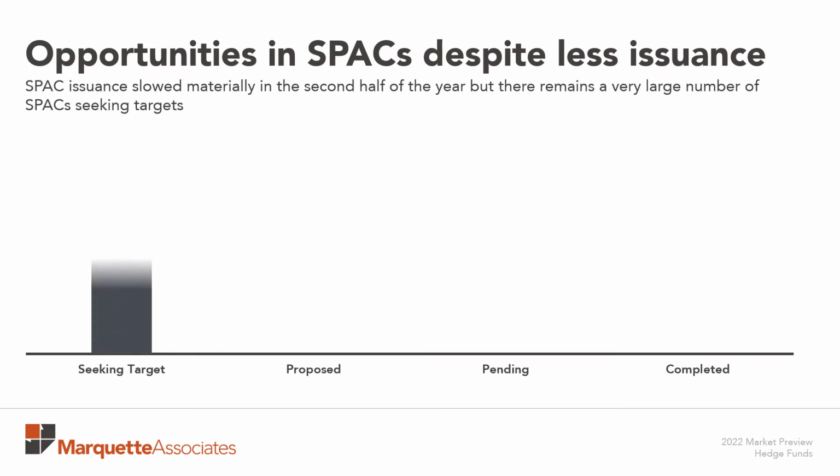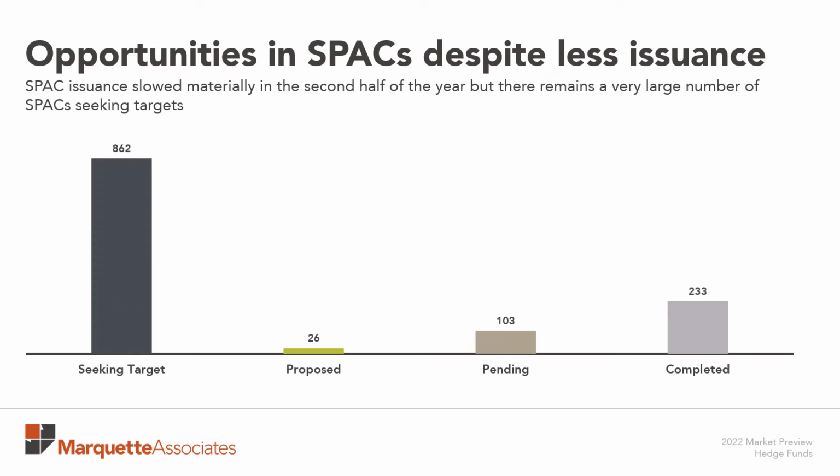Turning our attention to 2022 and looking for areas of opportunities, SPACs are an area where hedge funds have been very active over the last couple of years, and we continue to think that there's significant opportunities for hedge funds in that space today. While the overall amount of issuance certainly slowed down, particularly in the second half of 2021, there are still over 800 companies listed and looking for targets across the marketplace, and that gives hedge fund managers significant opportunity to decipher which SPACs they want to back and which ones they want to avoid.